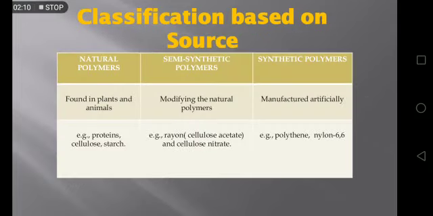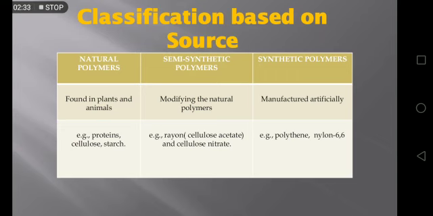The first classification is based on source. We have three categories under this. Natural polymers. They are found naturally in plants and animals. For example, proteins, cellulose, starch.